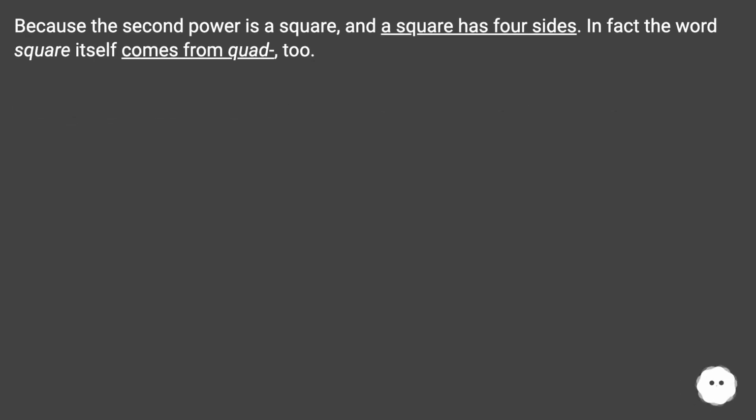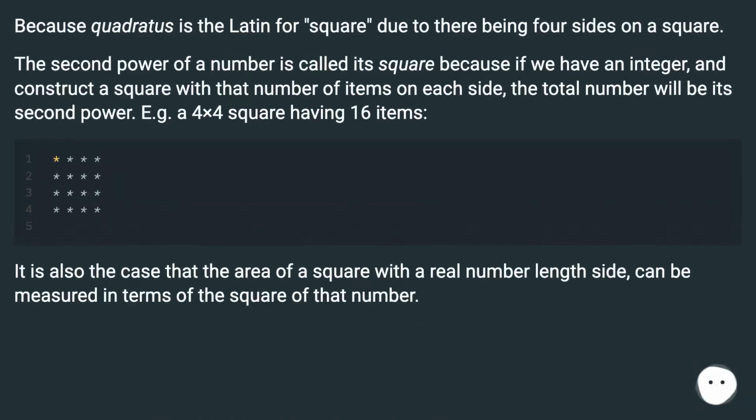Because the second power is a square, and a square has 4 sides. In fact, the word square itself comes from quad, too. Because quadratus is the Latin for square, due to there being 4 sides on a square.